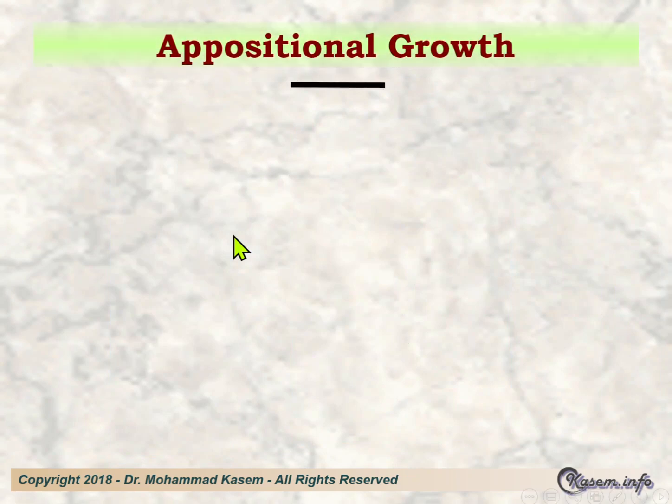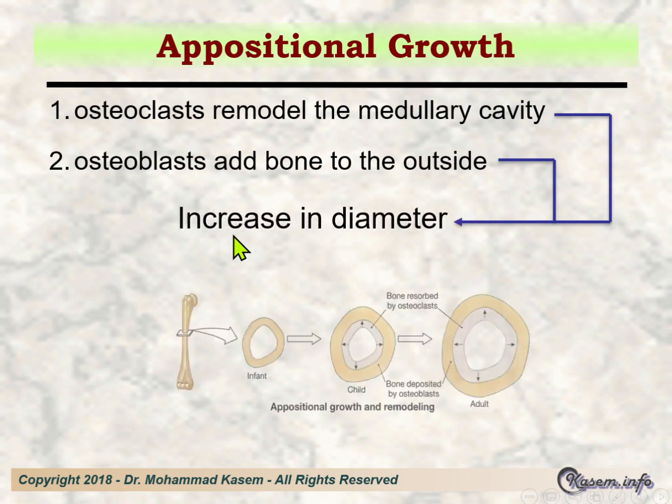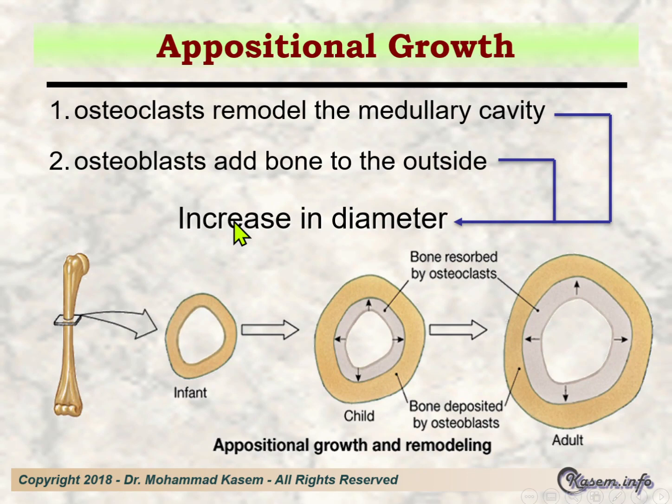So what about the process of bone growth? Bone growth is a different expression from bone ossification. This is how the bone becomes bigger, how the process of growth occurs. There are two types of growth, like cartilage growth and positional growth. Here, the positional growth. How does it occur? It occurs by two processes.